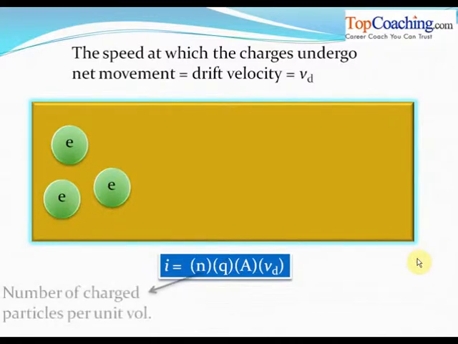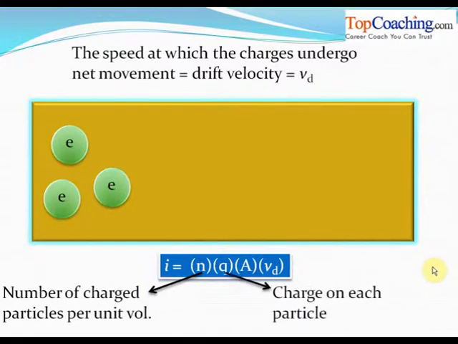As you can see, n represents the number of charged particles per unit volume. q represents the charge on each particle. So I is nqA into Vd, where Vd is the drift velocity, A is the cross-sectional area of the conductor, and nq is the net charge per unit volume in the conductor. This expression is very useful in solving objective type questions.